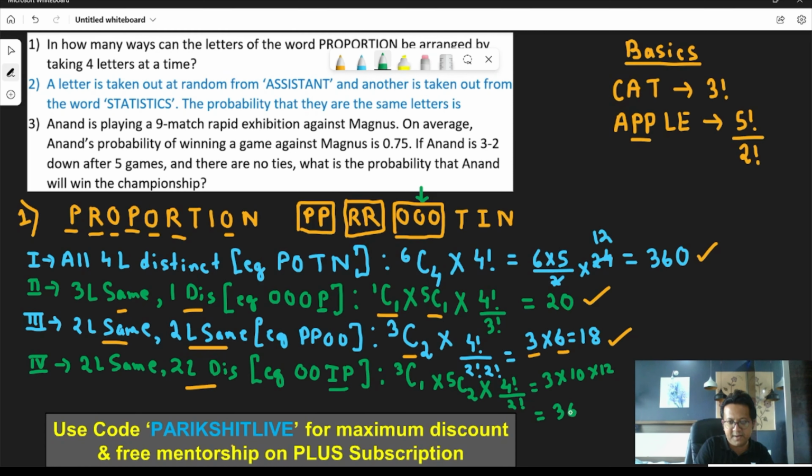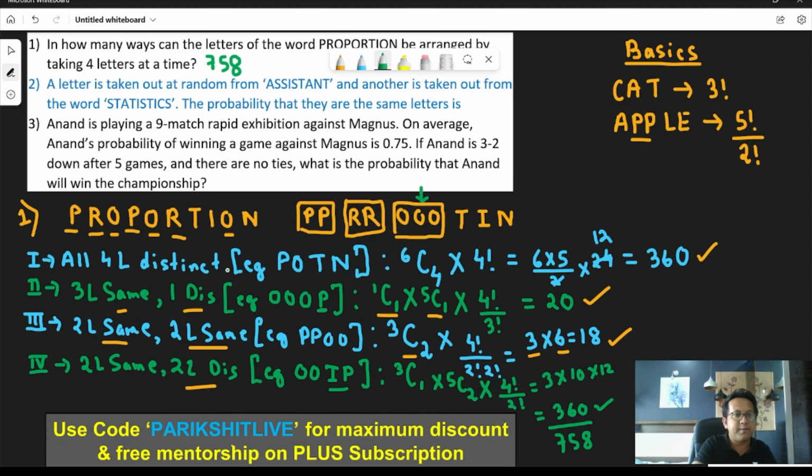So 360 plus 360, so sum of all the numbers, right? 360 plus 360 is 720, 740, and 758. Sum of all these numbers is 758, and that's the answer to the first question. The first question answer is 758. It's a beautiful question. Do you understand? Yes, 758 is the answer to your first question.